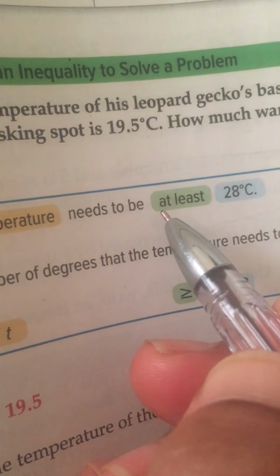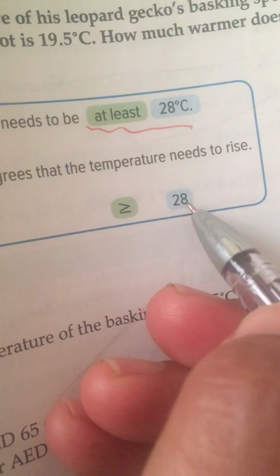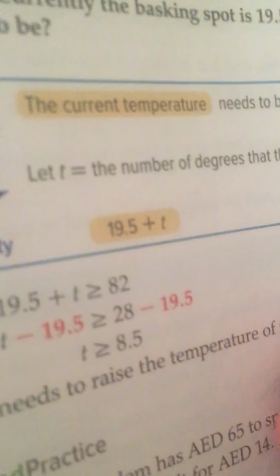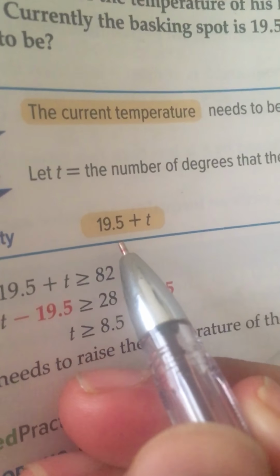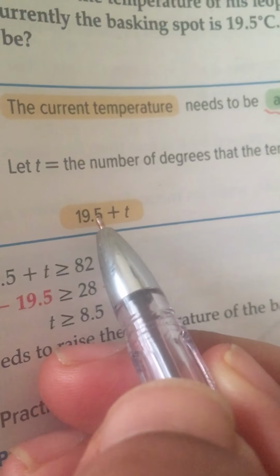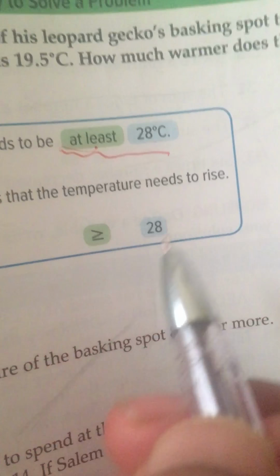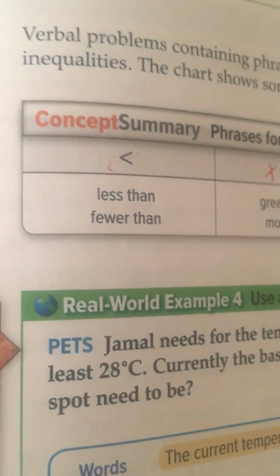And this is an example: at least 28 means greater than or equal to 28. The temperature is T plus 19.5 Celsius. More than means plus 19.5. At least means greater than or equal. Practice please.